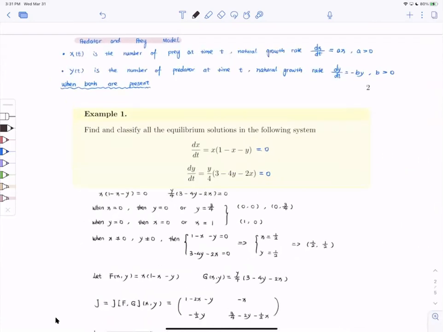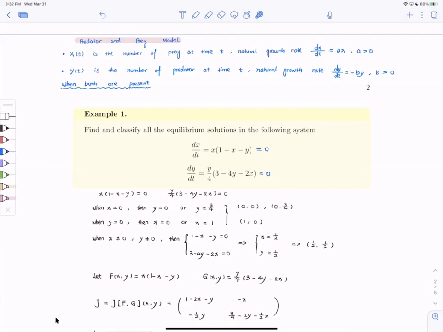So the model is called the predator and prey model, where x(t) is the number of prey at time t. So think about the prey, they eat grass, right? So if there is no predator, they'll just get more and more and more. So your natural growth rate is ax, where a is greater than 0.